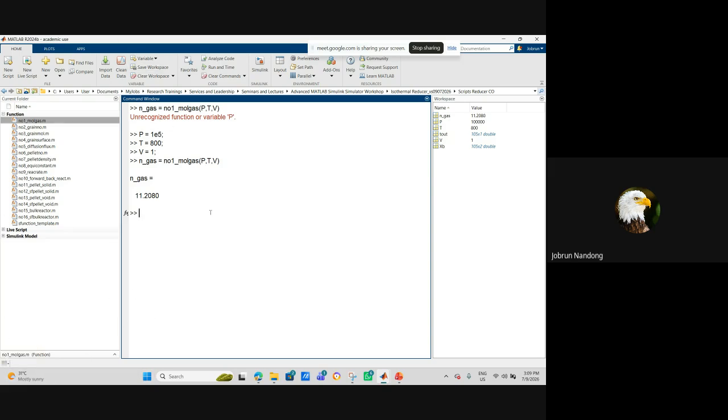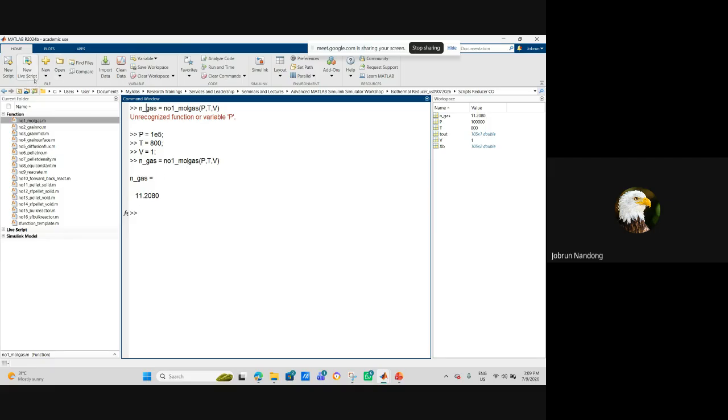Right. Does anybody have any issue with this? So this is using the command window, but you can also use the newer live script to do this. Now I have shown you how to use the command window to call this function. We call this function right in the command window. From that we can find the number of moles of gas in our system for the given P, T, and V.